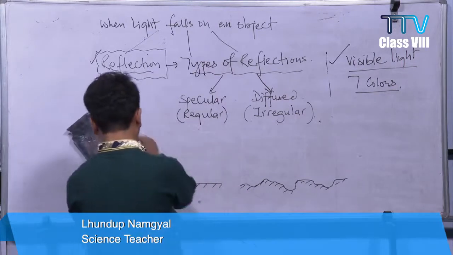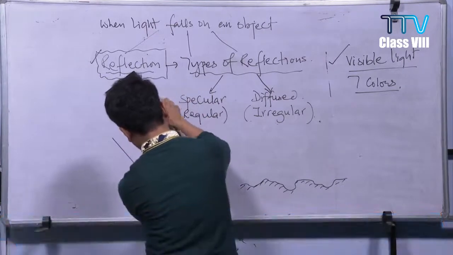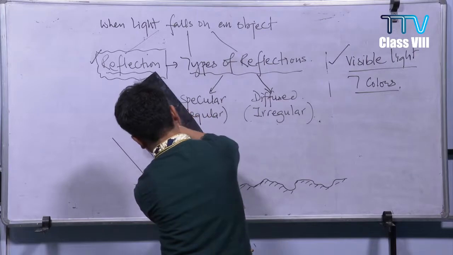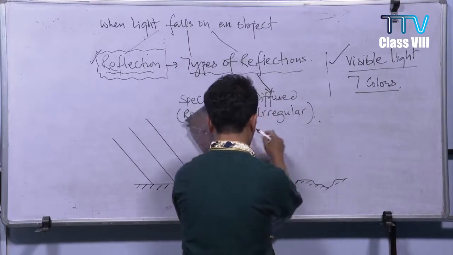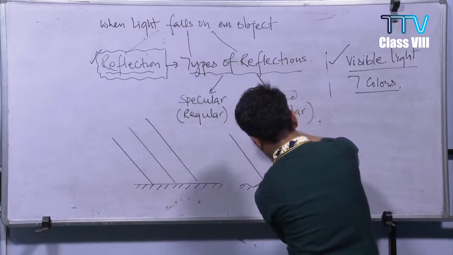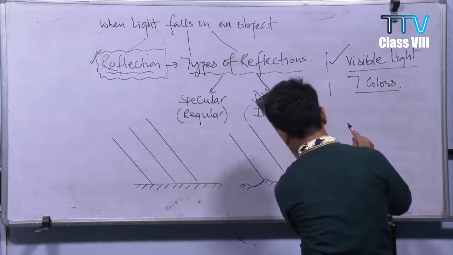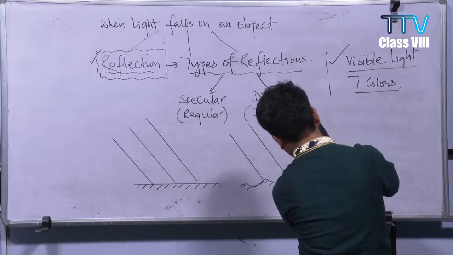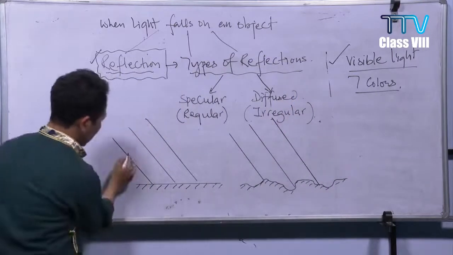Now I'm going to draw the incident rays. First incident light, and let's say this is my second incident light, and the third one, let's say, let's draw over here. This is the first incident, second, so these are the incident rays.